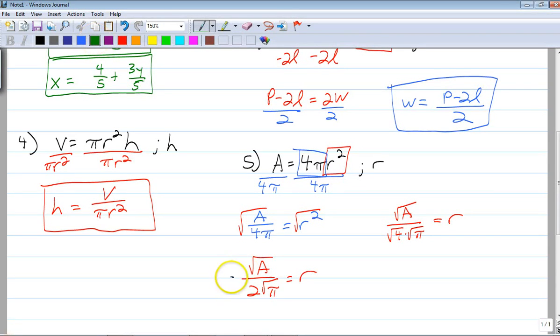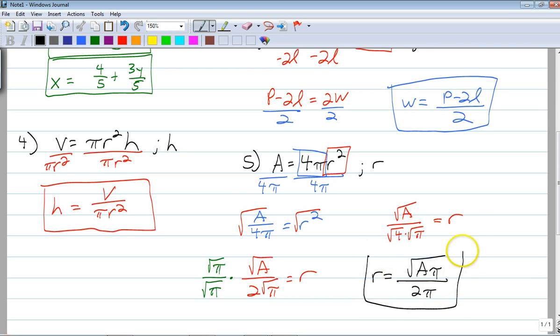And if you guys remember from algebra, to get rid of a square root on the bottom, you have to multiply by another square root of that same thing. But you have to do that on top too, because you can't change this whole thing. Multiplying the top and bottom by square root of pi is, in essence, multiplying by 1, so you're not changing anything. When you multiply the square root of something by the square root of itself, it just becomes that number. So r is equal to the square root of a pi all over 2 pi. That would be the final answer for number 5.